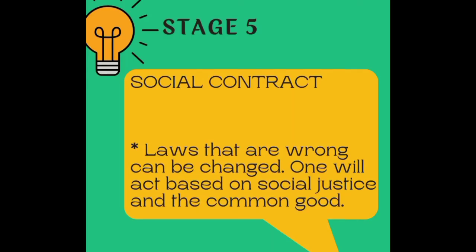Next, stage 5, social contract. Laws that are wrong can be changed. One will act based on social justice and the common good. Here in stage 5, you now follow the exception to the rule. It is okay for the rule to be broken for the sake of a certain principle. To elaborate, rules are made for justice and harmony, but when a rule or law offends other people, it is okay to bend the rules for the sake of the principle that you want to follow. So that's what stage 5 means.